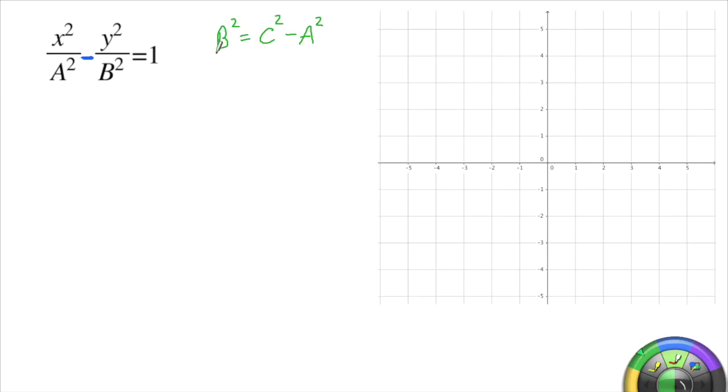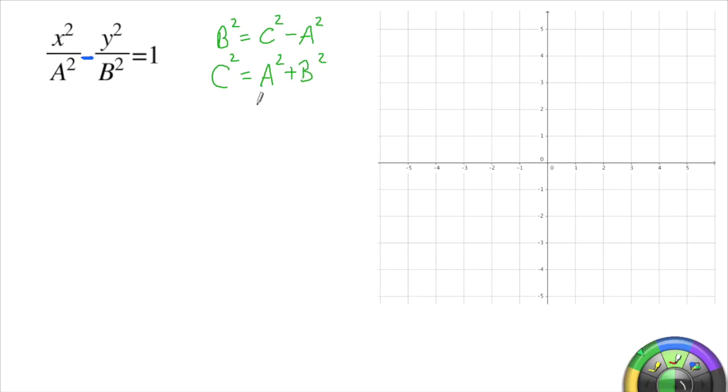And then b becomes part of our graph. To simplify this more, we're usually looking for the foci, which is c. So this would be c squared equals a squared plus b squared. So it looks exactly like the Pythagorean theorem.